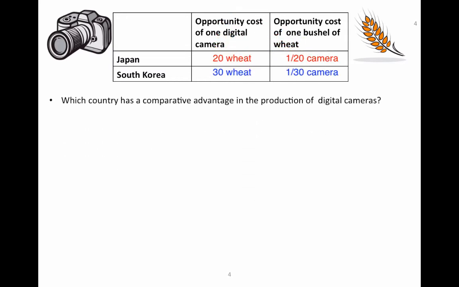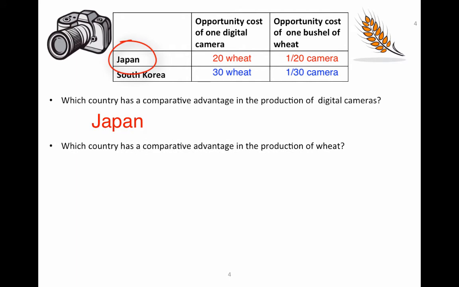Which country has the comparative advantage in the production of digital cameras? Well, in Japan, 1 digital camera costs 20 bushels of wheat, and in South Korea, 1 digital camera costs 30 bushels of wheat. Japan can produce digital cameras at a lower opportunity cost, so Japan has the comparative advantage in the production of digital cameras.